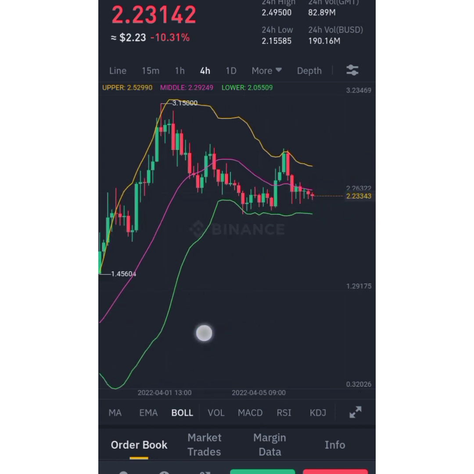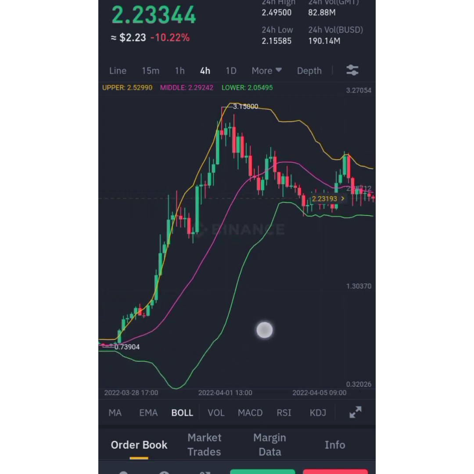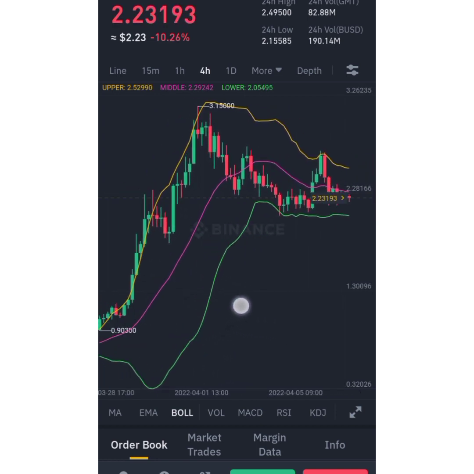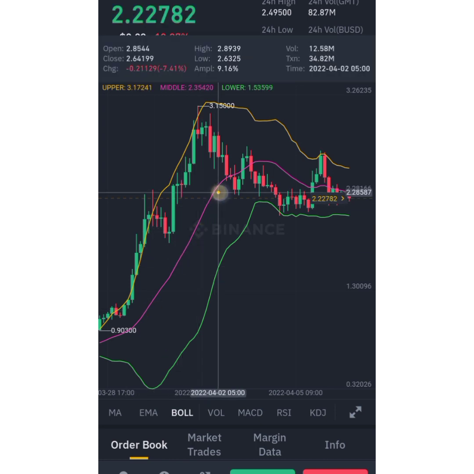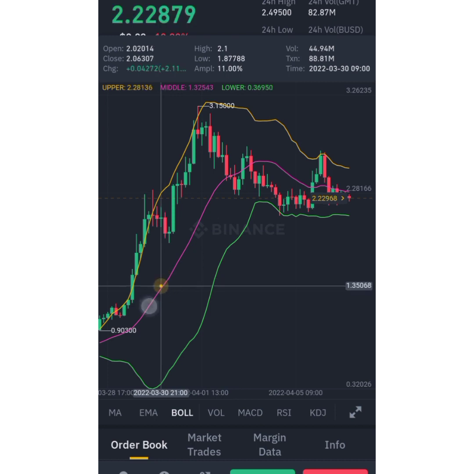You can see right here we have the yellow line at the top, the pink line in the middle, and of course the green line at the bottom. Let me make this clear. The pink line in the middle, watch my mouse, is actually a moving average, and this moving average at default is set to a 20-day moving average.